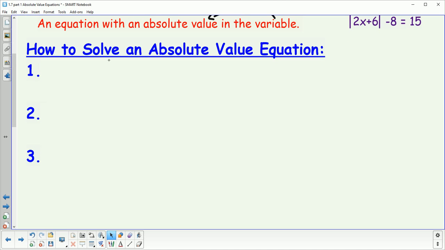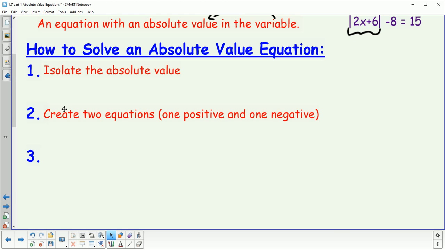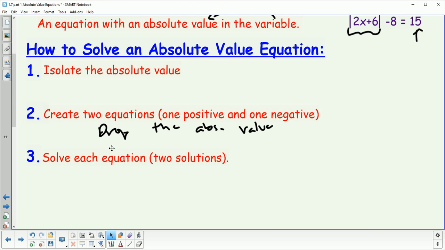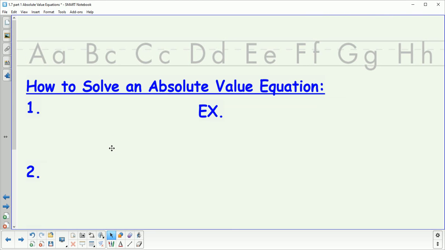To solve an absolute value equation, we're going to start by isolating the absolute value. So we want to get this whole piece by itself, like we would a variable first. Then we're going to create two equations, one with a positive value and one with a negative value, and at the same time we're going to drop the absolute value symbols. After we've done those two equations, we're going to solve each equation individually, and we should get two solutions.